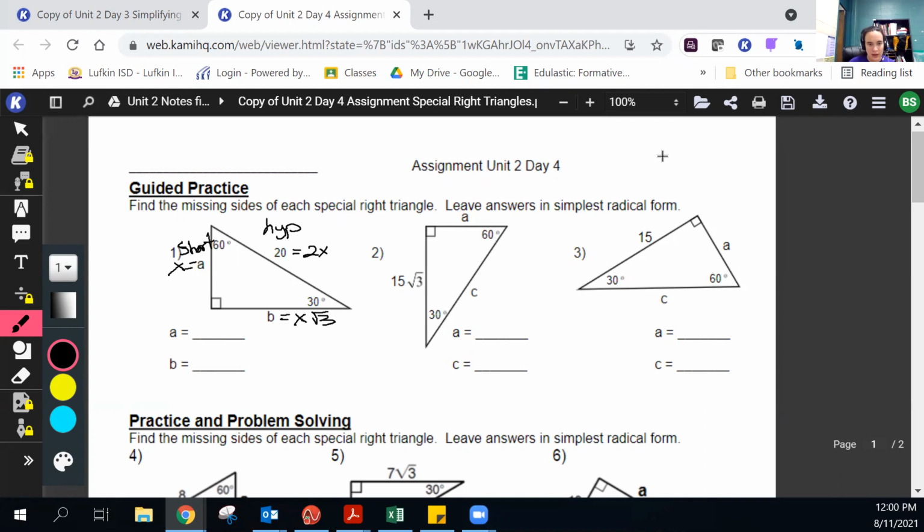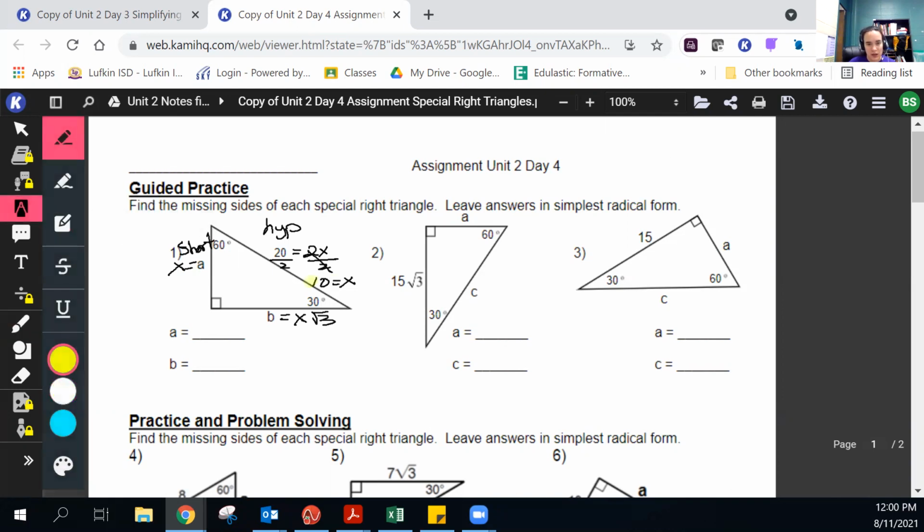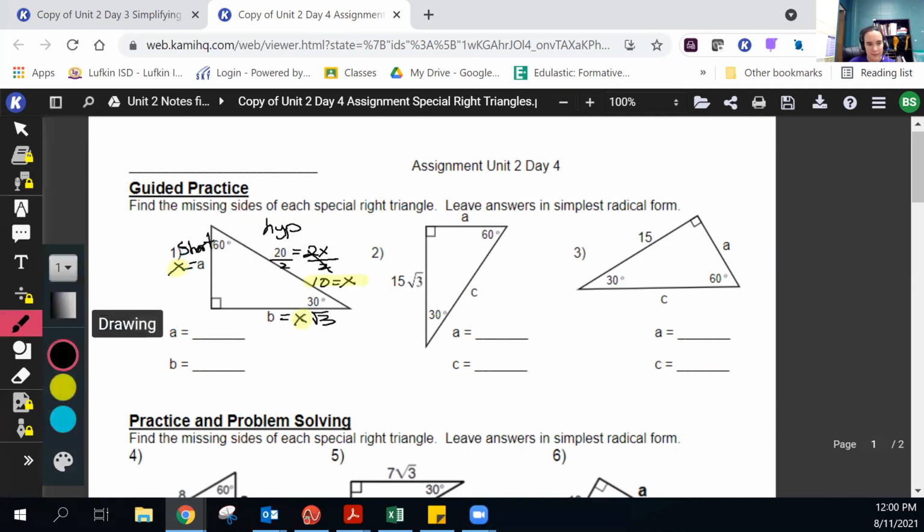Now, when I go back to that 20 equals 2x, solve for x. We're going to divide both sides by 2, and that gets us x equaling 10. So we know what x equals now. Anywhere we have x, we can plug that 10 in. So our short side, a, is 10, and our middle length side is 10 times the square root of 3. We just plugged that 10 in.